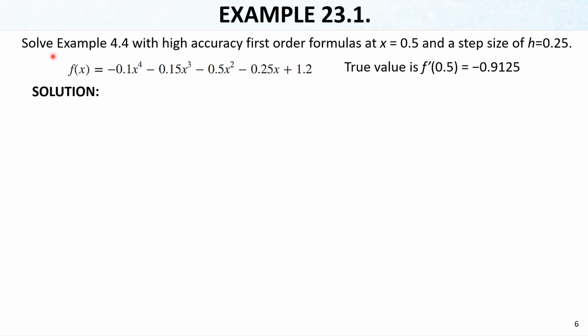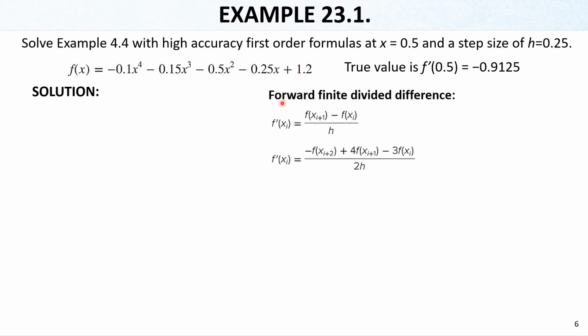We have an example here. In example 4.4 we used the derivative formulations we obtained from the Taylor series to solve this equation, and the true value for the derivative at x equals 0.5 is minus 0.9125. We want to see if we can get similar results by using the higher accuracy first order formulas, and we will use h equals 0.25.